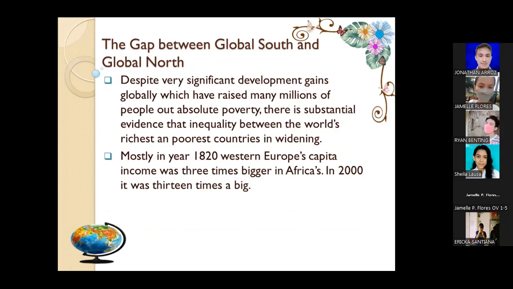The gap between Global South and Global North. Despite very significant development gains globally, which have raised many millions of people out of absolute poverty, there is substantial evidence that inequality between the world's richest and poorest countries is widening. Mostly, in the year 1820, Western Europe's per capita income was 3 times bigger than Africa's. In 2000, it was 13 times as big. Next slide, please.